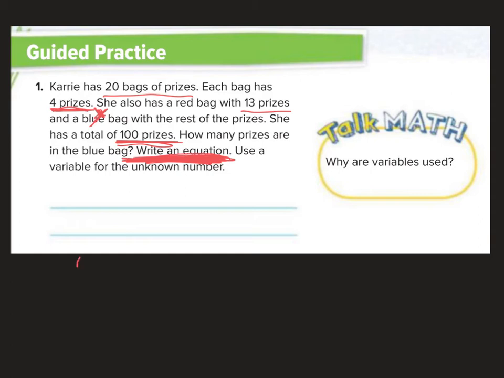So we have 20 bags of prizes. Each bag has 4 prizes. So I need to take 20 times 4. We're going to call those prizes in bags. And then I need to add that to the red bags. 13 prizes. That's red. Plus blue, we don't know, right? So I'm going to put a Y there because I don't know what it is. But it's going to equal 100 prizes.